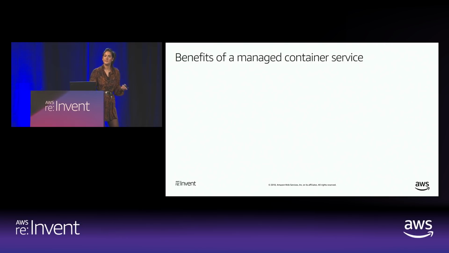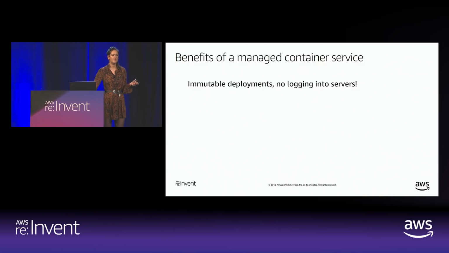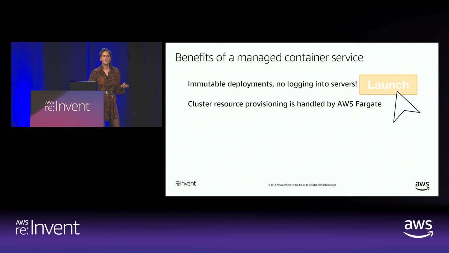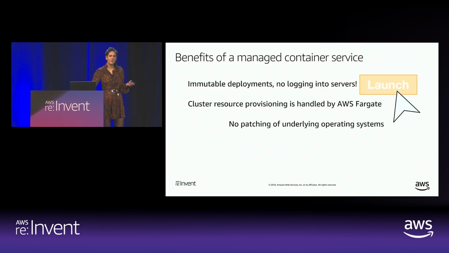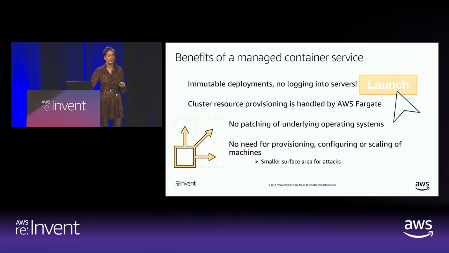Why did we go with ECS Fargate over EC2? We wanted to go for a managed container service, first of all, for immutability. We didn't want our developers or our administrators to be able to log into those servers. The cluster resource provisioning is all handled by AWS Fargate. We didn't have to manage the patching of the operating system, so the overheads from our team would be a lot lower. It also handles scalability, and all the security is managed by AWS. So there's a smaller surface area for attacks.